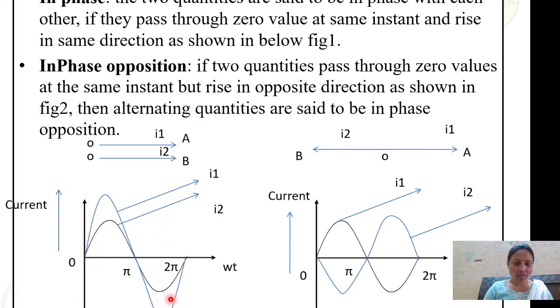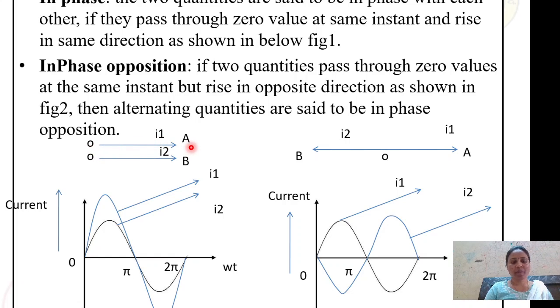Okay, so we can clearly observe from this diagram that they are starting at 0 value, rising in the same direction, and reaching the maximum value at the same instant, and it continues. Right. And so this is in phase. We can represent the vector diagram of I1 and I2 as is being represented with these arrow lines.